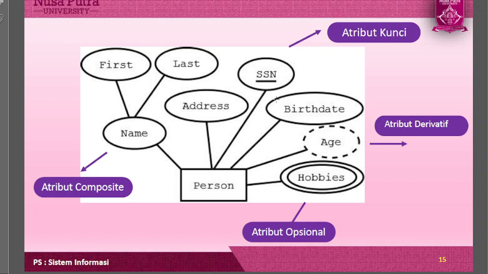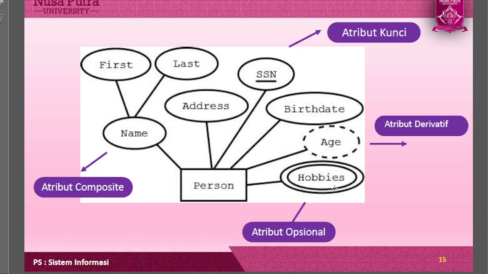And then, when you use your primary key, you have to put an underline to make a difference from other attributes. Okay, and the next one is the derivative attribute. It's not really important to put it there, but if you want to put it there, that is okay. It's normal. And the last one is the optional attribute, for example you have hobbies, and you have a lot of hobbies.